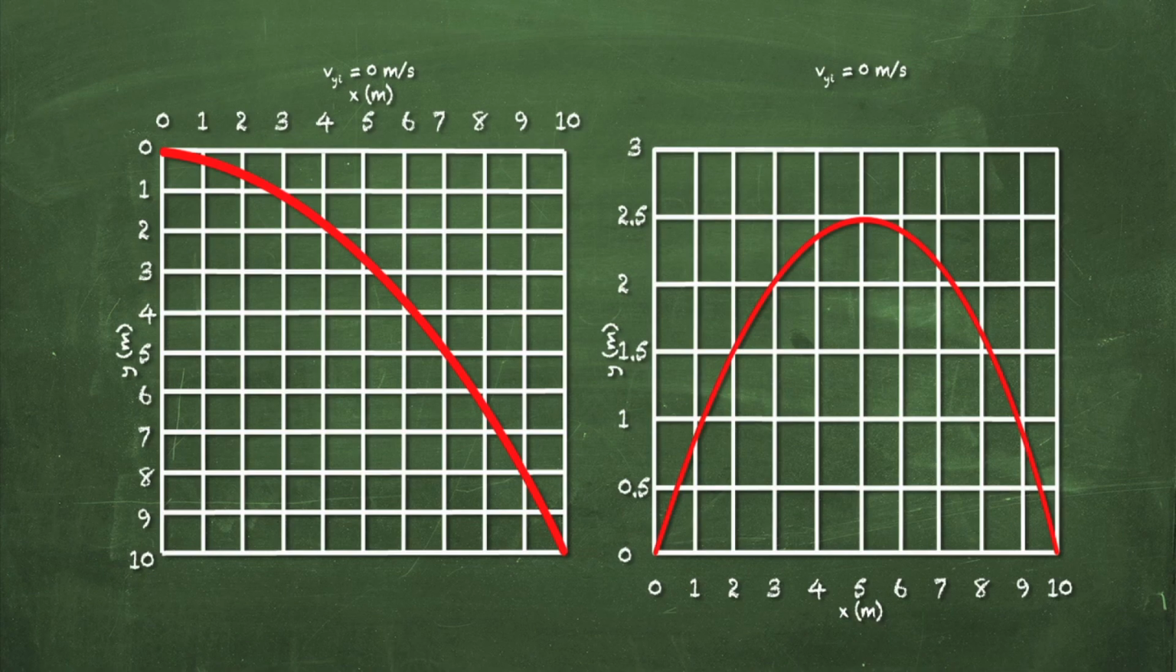So all thrown objects move in a parabola as long as we can ignore air resistance. The exact parabola that they follow, of course, depends on the initial conditions: the angle at which you threw it, and also the speed with which you threw it.